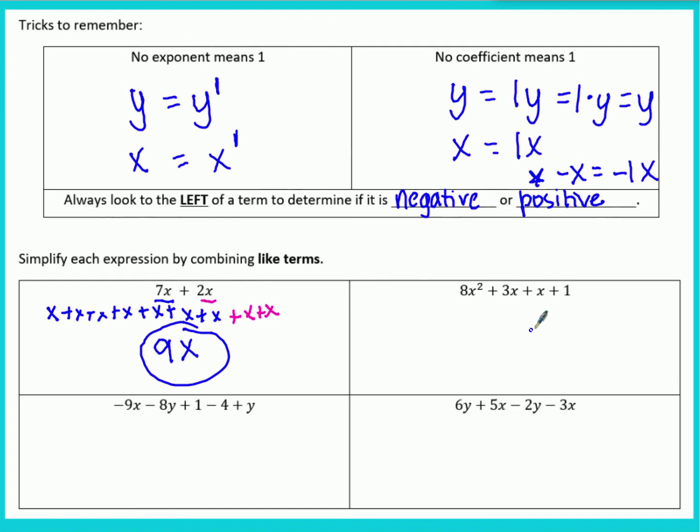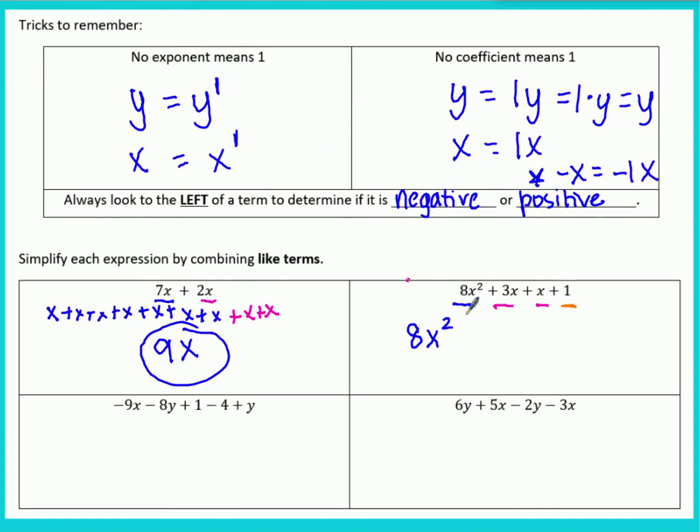Now if we look into this next example, we have 8x squared, plus 3x, plus x, and then plus 1. So we've got 3 different types of terms here. 8x squared is the only term that has an x squared in it, so there's nothing that I can combine with that.